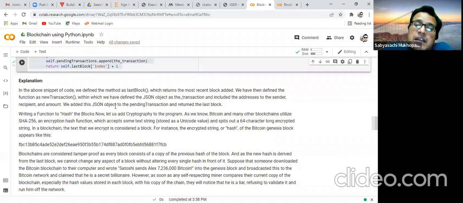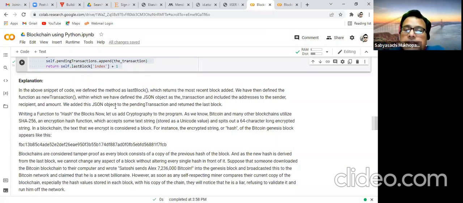That object is the transaction and includes the addresses of the sender and recipient, as well as the amount, right? Because as we have seen, for any successful transaction, we have to keep three things in mind: one is a sender, another is a receiver, and another is the amount. We have incorporated all those portions successfully. Once you are able to do that, we add this JSON object to the pending transactions and return the last block. Now we write a function to hash whenever we are using this particular block.